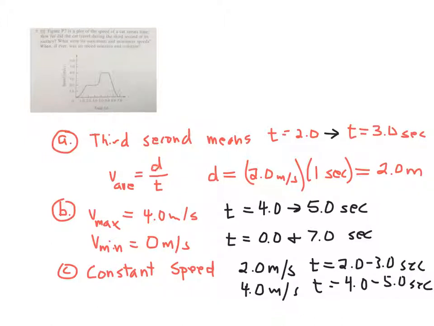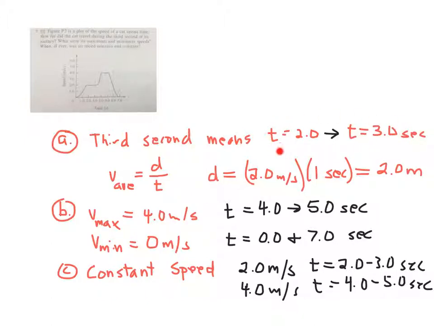Now in part A, it says how far has it traveled during the third second. Not at time 3. Time 3 would be a specific point in time, but the third second would be the time period from the 2.0 to the 3.0 time frame. That would be the third second, so I have that indicated up here.